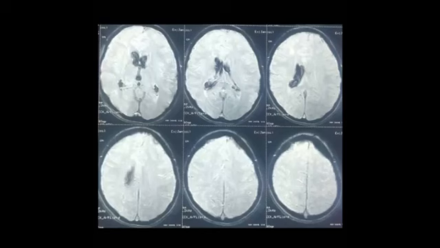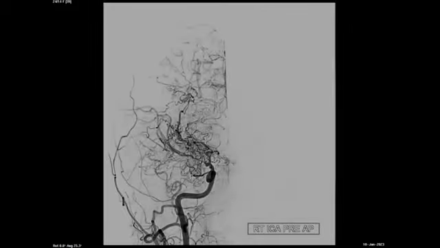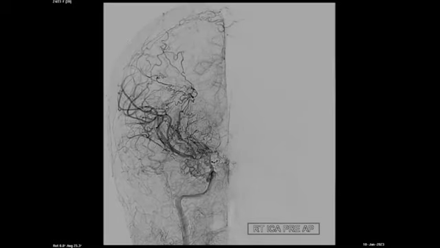A 31-year-old female who had complaints of headache followed by vomiting, and MRI evidence suggested intraventricular hemorrhage, as it is well seen on these images. We performed a DSA. The right ICA, the anterior vessels, appeared to be stenosed and hypoperfusion was there.